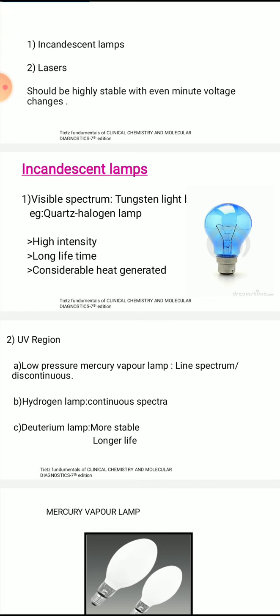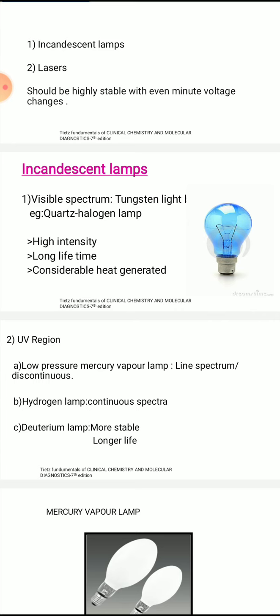Incandescent lamps provide high intensity light. They have a long lifetime, but they generate considerable heat. In a colorimeter we use the visible spectrum, so we will use a tungsten lamp or halogen lamp.